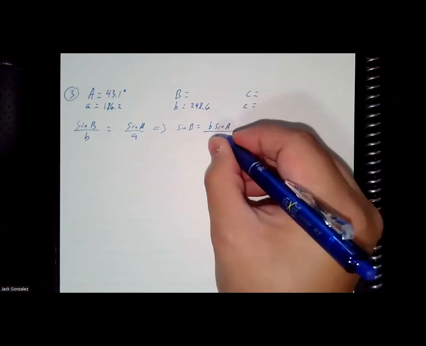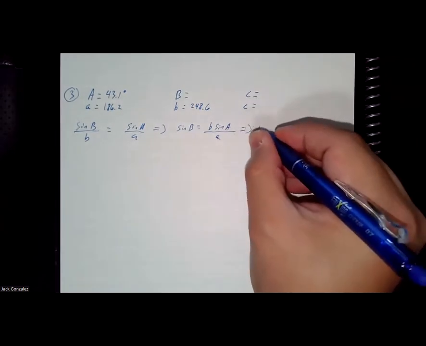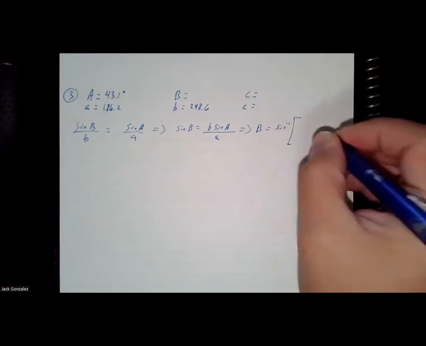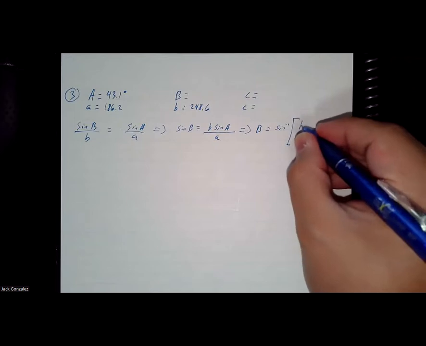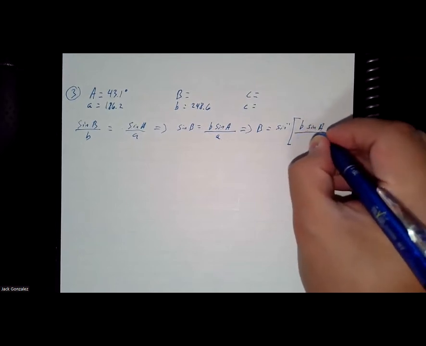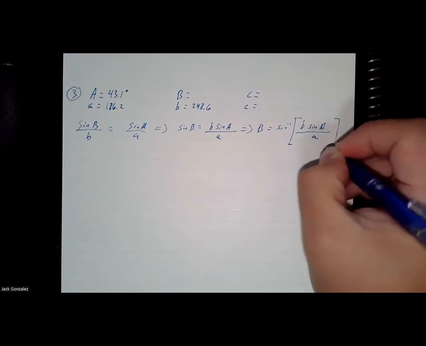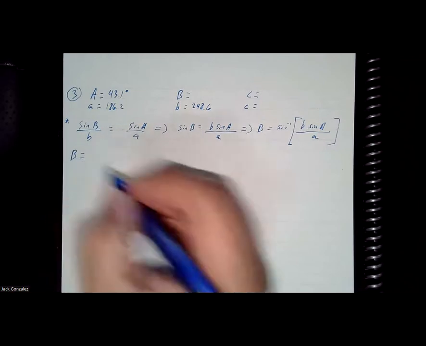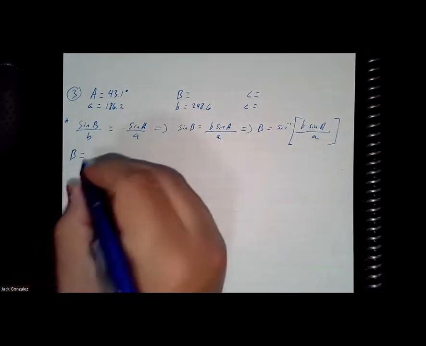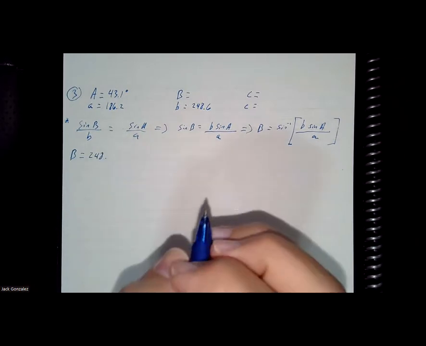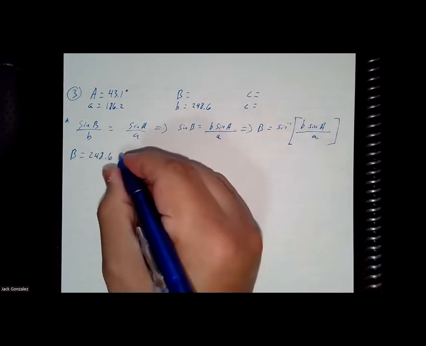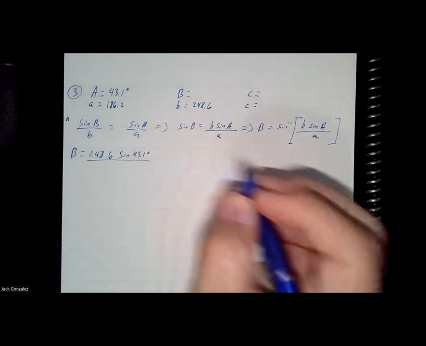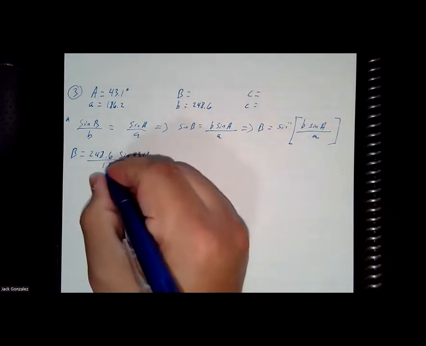Multiply both sides by b. Then do sine inverse of both sides. So sine inverse of b sine A over a. So B is equal to sine inverse of 248.6 sine of 43.1 over 186.2.